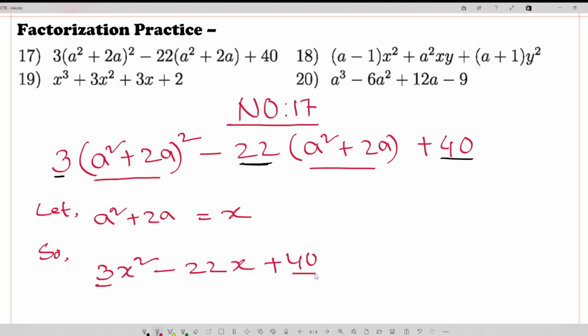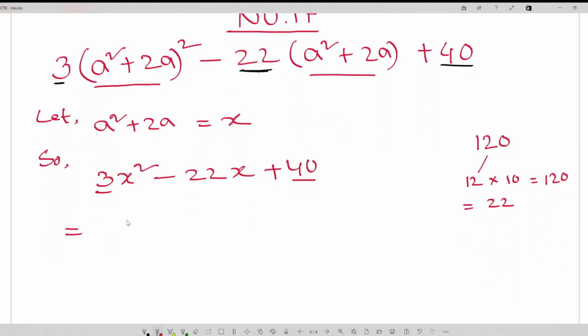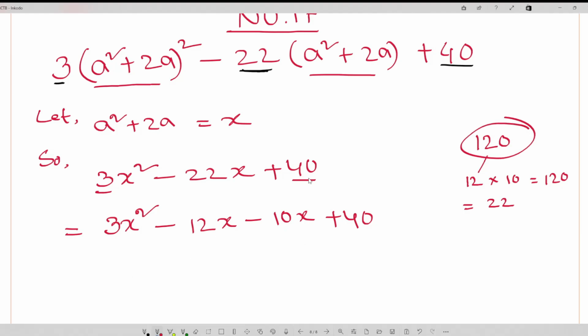So this 3 and this 40, once we make the product, it will become 120. And we have to make this minus 22 by subtraction or addition of two numbers. This is very simple. 12 times 10 equals 120, and once we add, it will become 22. Therefore we can write 3x² − 12x − 10x + 40. So minus 12x and minus 10x become 22, and 12 times 10 becomes 120.